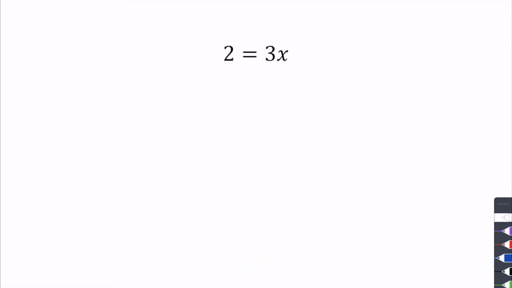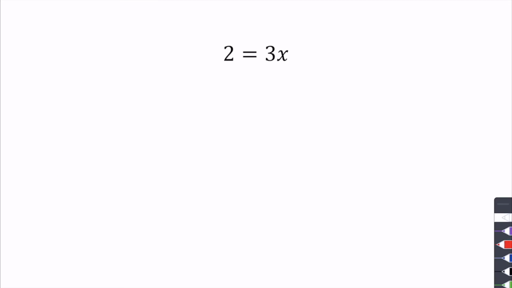In this example, we have 2 is equal to 3x. Now 3x is on the right hand side, but it's positive, so I'm going to keep it there. Because remember, x equals 1 is the same as 1 equals x. It doesn't matter which side the x is on.